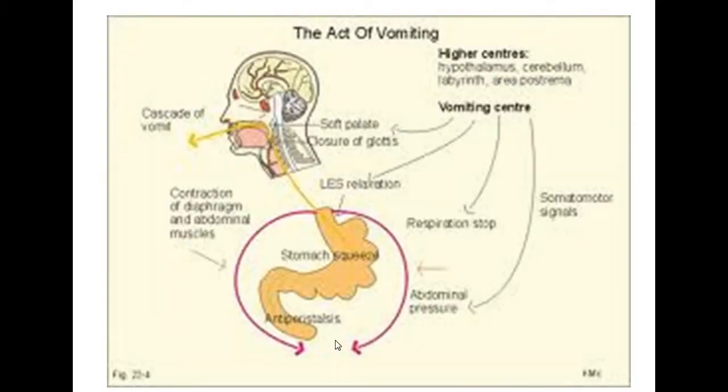So this is again a recapitulation of what you learned in your physiology. The act of vomiting involves the higher centers, including the vomiting center and the chemoreceptor trigger zone. With the different inputs or stimuli, there is relaxation of the lower esophageal sphincter, the stomach contracts and the gastric contents are expelled through the mouth.